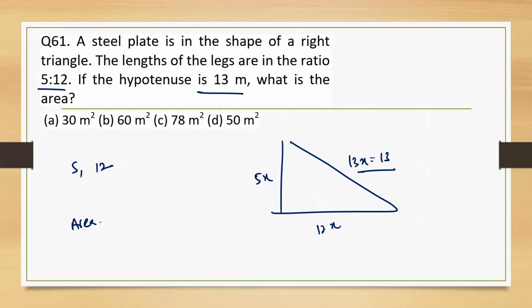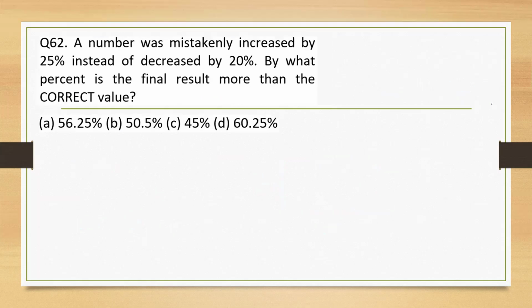So the area of a right angle triangle is half into side 1 into side 2, which is 30. The moment 5, 12, 13 comes, you should know the area and perimeter. Both of them are 30 and 30. Pretty much we should know these values.